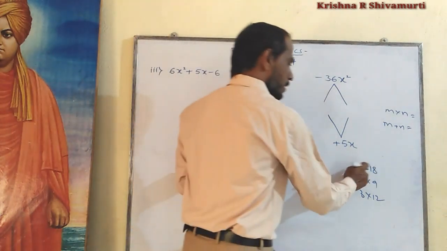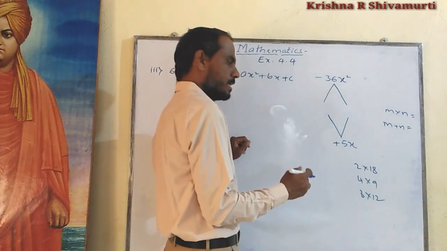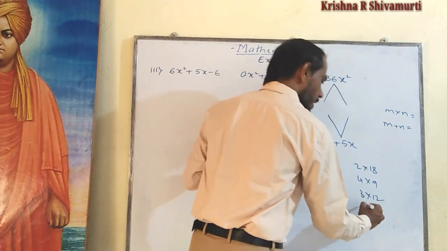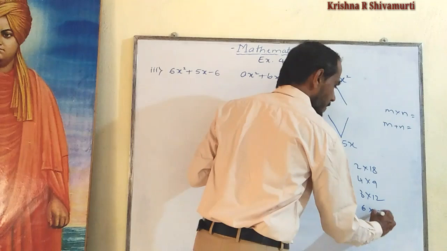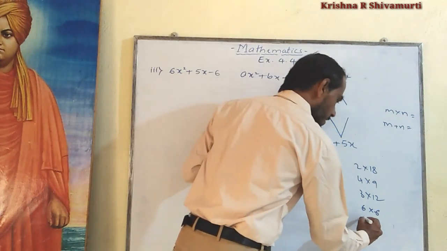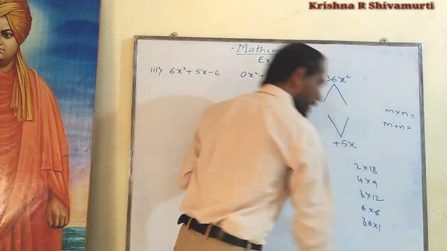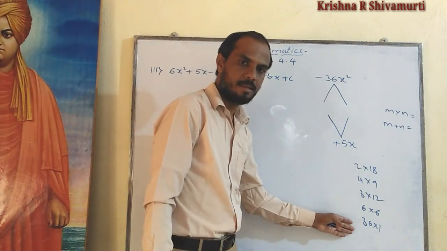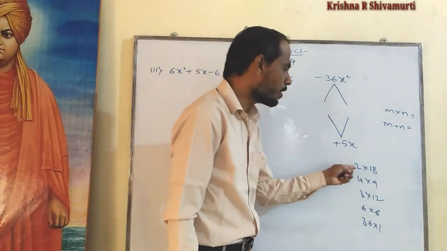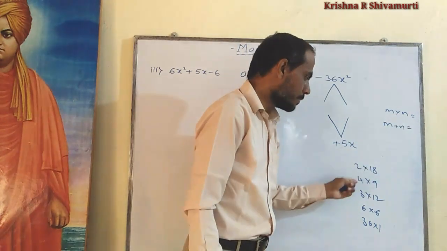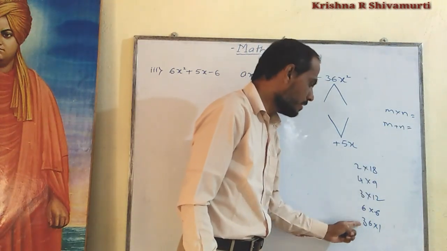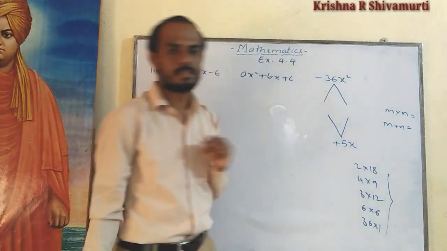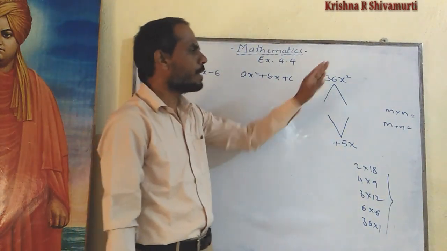3 twelves are 36. Another is 6 into 6, 6 sixes are 36. Like that, there are many possible pairs. All of these give the product of m into n as 36. They give 36 only, but I want minus 36.